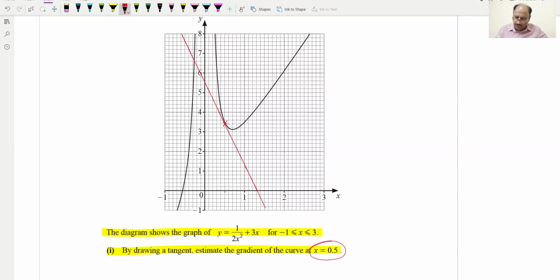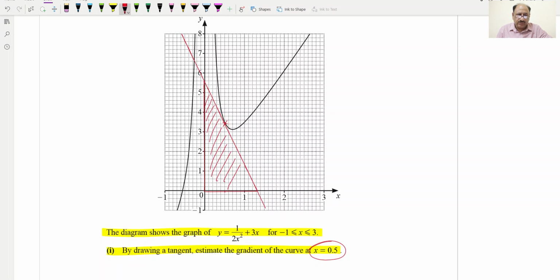Now we need to find the gradient, which will be rise over run. For that we can consider this triangle, with the x-axis and y-axis. We are considering this triangle, so rise and run we need to calculate.